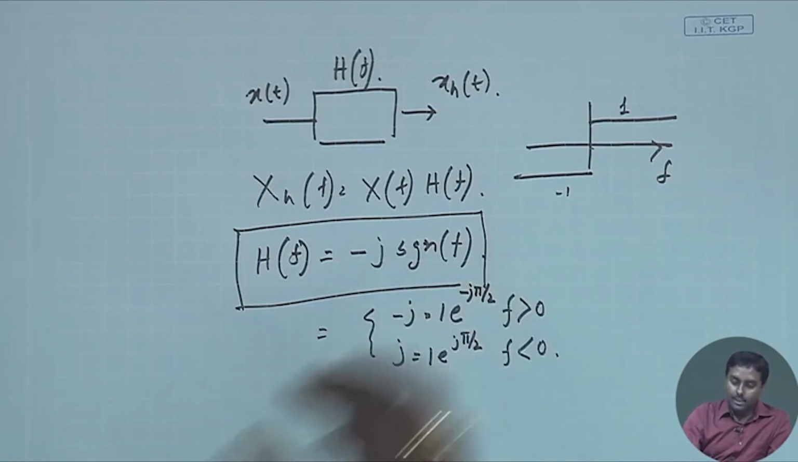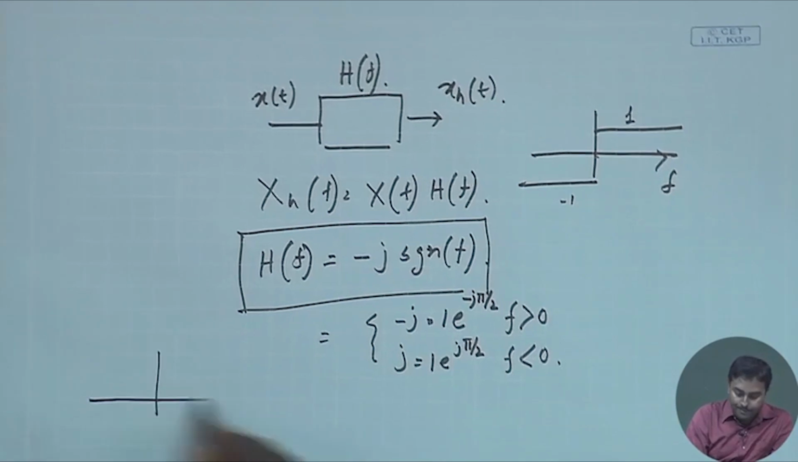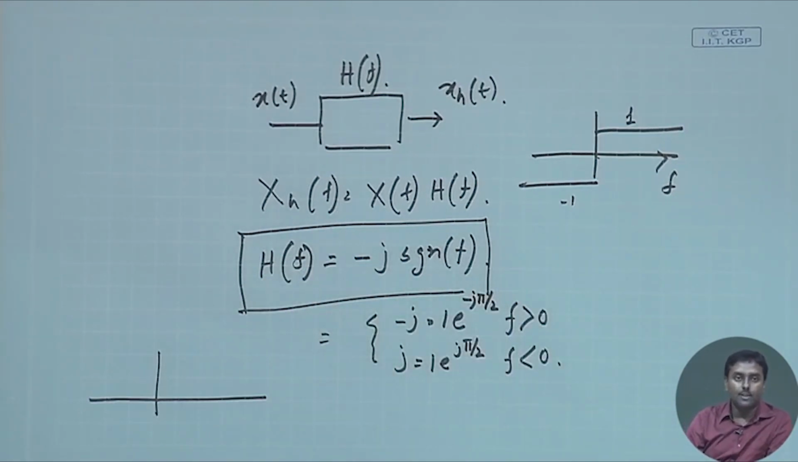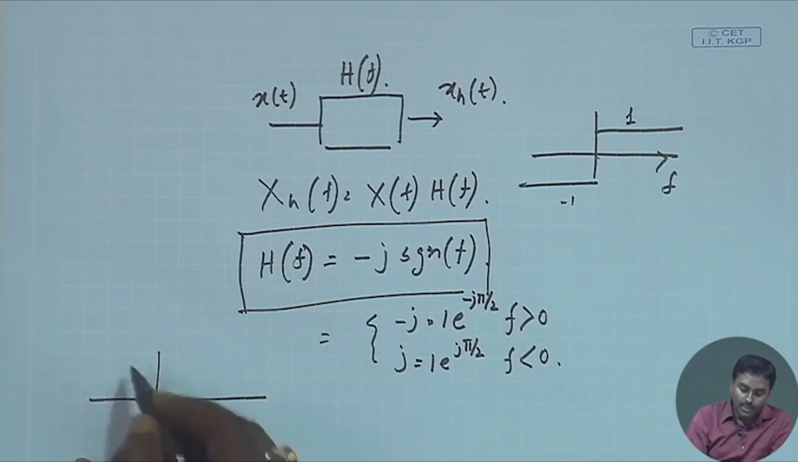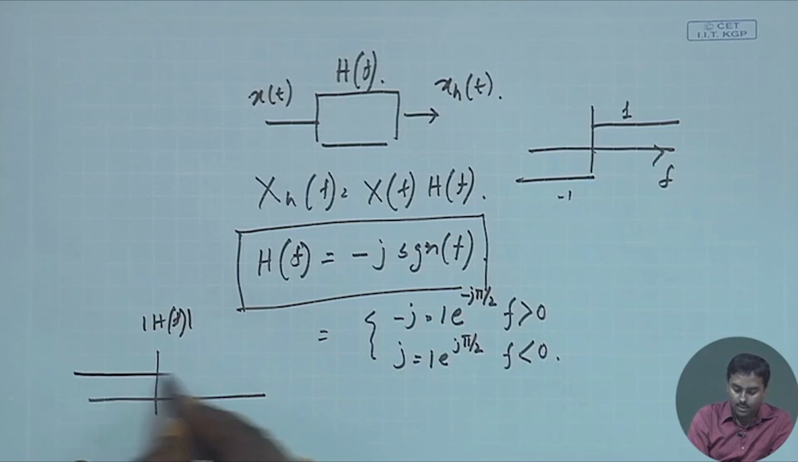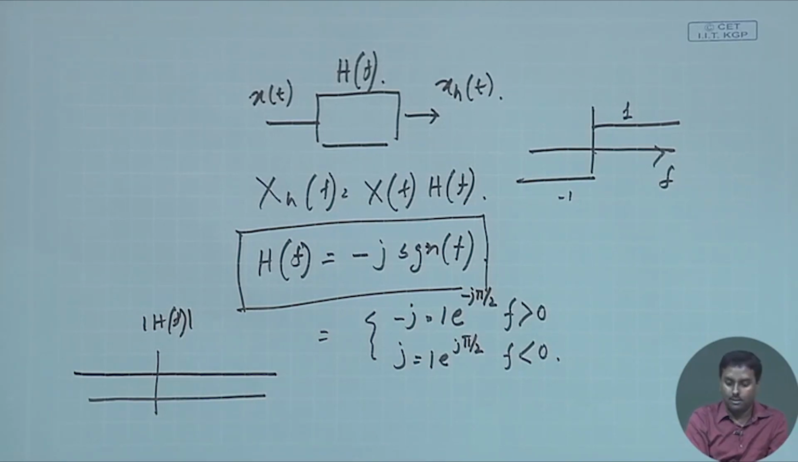So if you just see, the transfer function looks like this. Any transfer function must have an amplitude plot and a phase plot. The amplitude, if I plot mod H(f), should be constant, that is 1.